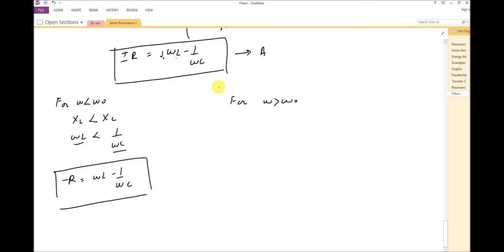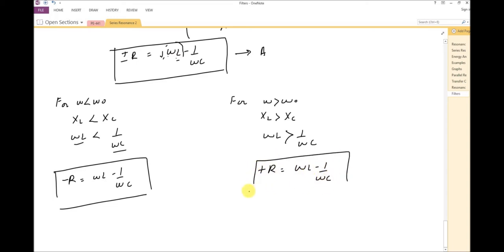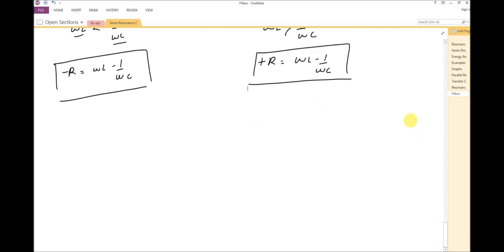Similarly, for the values of frequencies omega greater than omega naught, the resistance value will be positive because XL is greater than XC. So if the first term is greater than the second term, the whole term will be positive. So omega L will be greater than 1 over omega C and the resistance value will be positive. So these are the two equations that we will get from equation A, and this is equation 1 and this is equation 2.